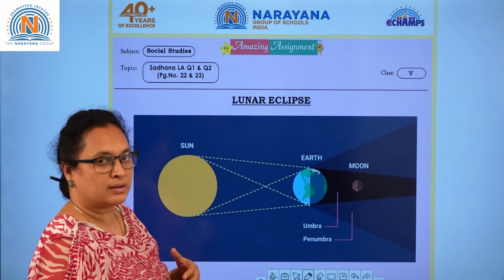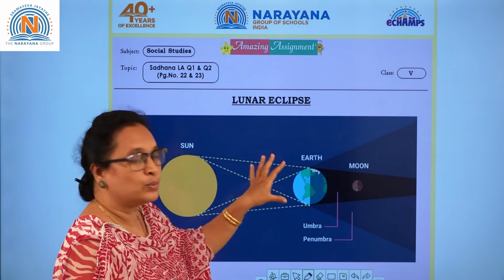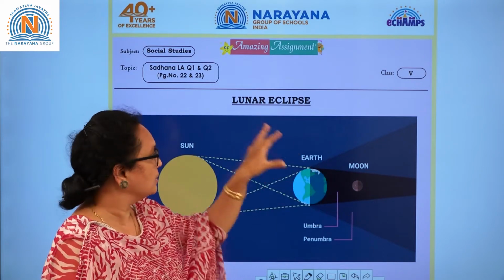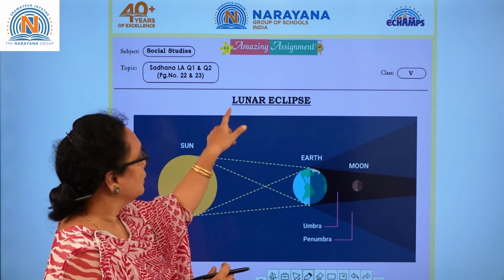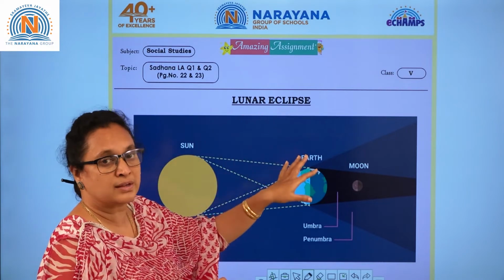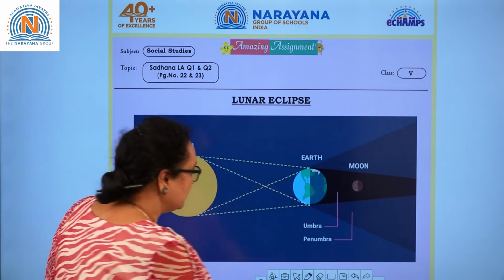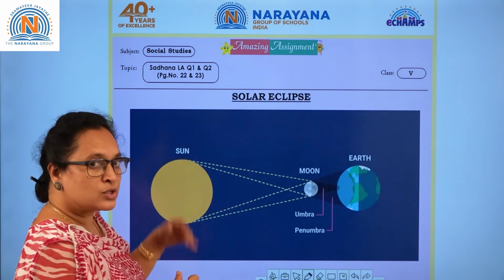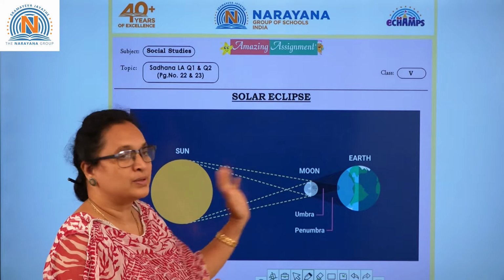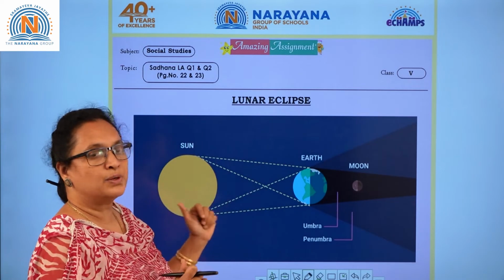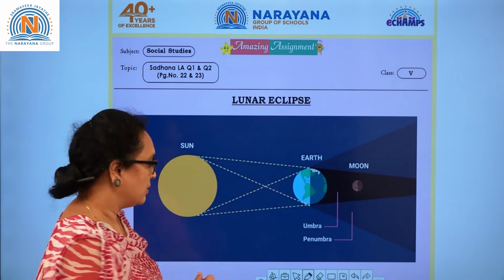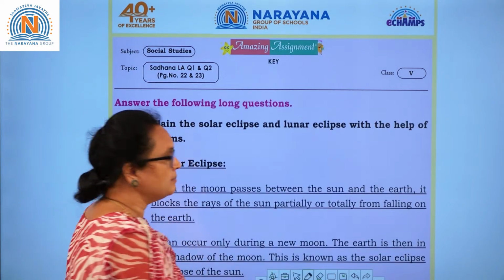Next is the lunar. Lunar, the earth is in between sun and the moon. So during that period, lunar eclipse occurs. Lunar means nothing but moon. So just see the previous one. Solar, the moon is coming between sun and the earth, and lunar, the earth is between sun and the moon. So now let's write the answer.